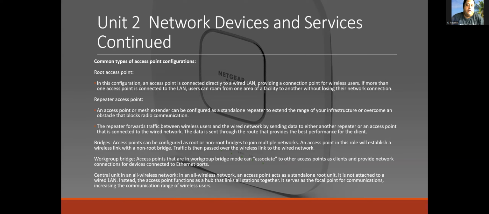So a repeater access point, RAP, same thing as root, right? An access point or mesh extender can be configured as a standalone repeater to extend the range of your infrastructure or overcome an obstacle that blocks radio communications. The repeater forwards traffic between wireless users and the wired network by sending data to either another repeater or an access point that is connected to the wired network. The data is sent through the route that provides the best performance for the client. So I'm talking about the wireless signal.